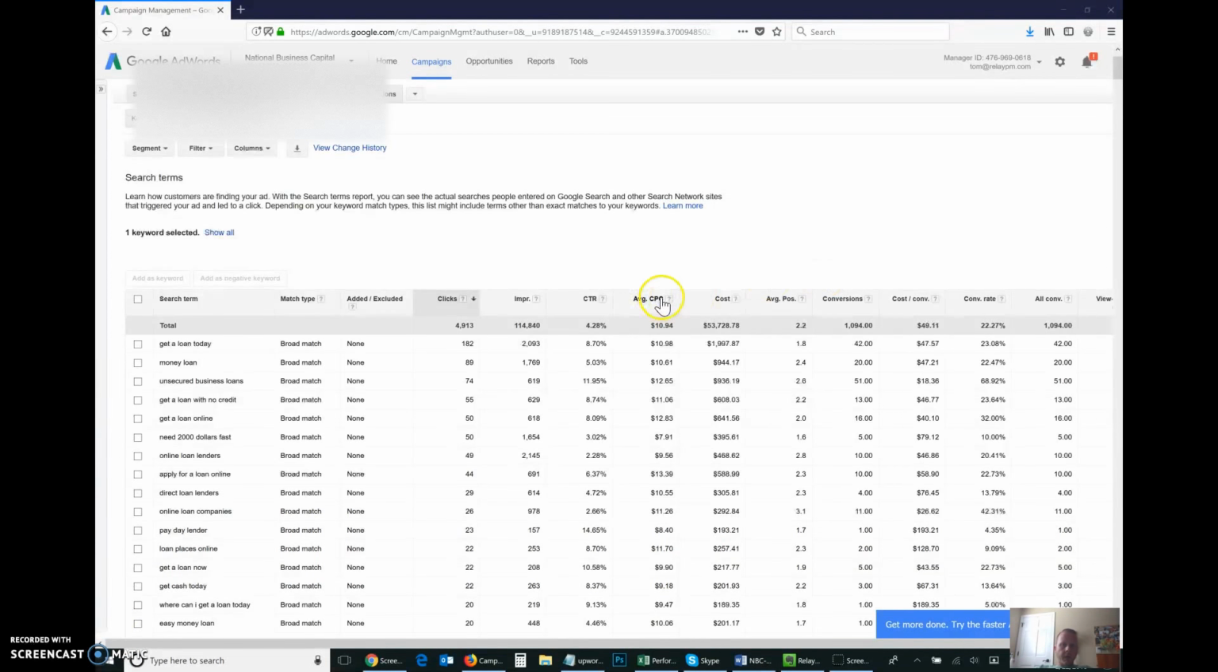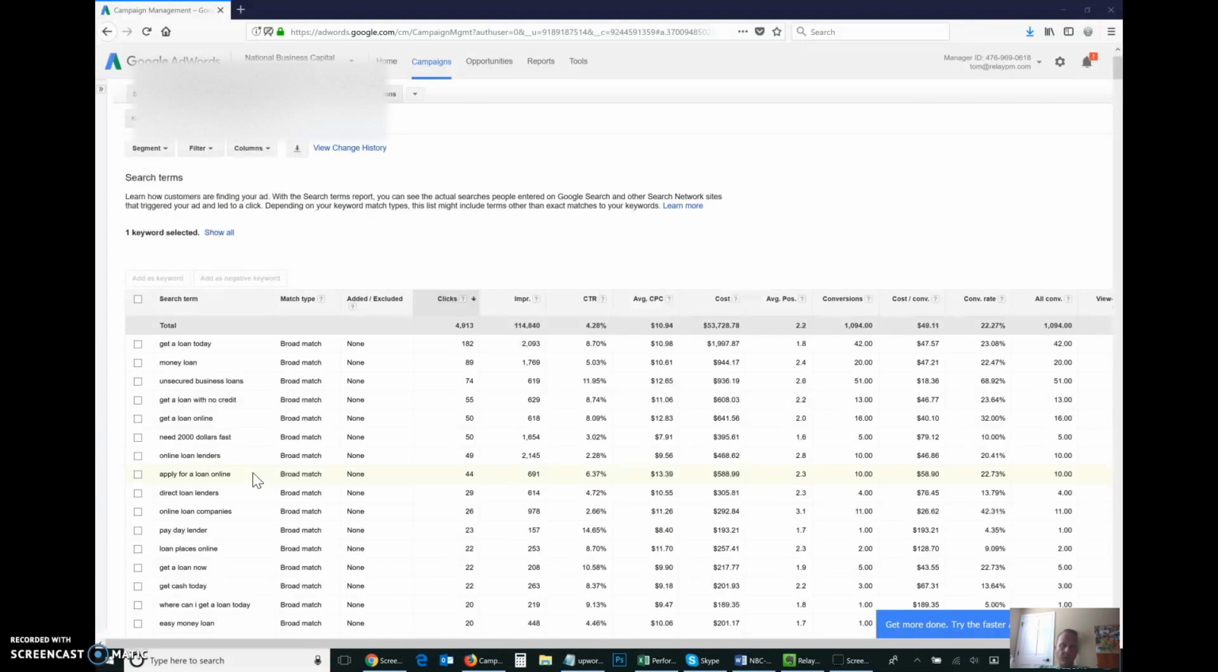As I was going through here, the first thing I see, the number one keyword, is "get a loan today." Number two, "money loan." Again, the two top keywords driving the most leads are completely irrelevant to what they're actually selling. The third one's not bad, but continue down the line here, and the vast majority of these search queries have nothing to do with a business loan. So immediately, I kind of knew the answer to the lead quality problem.